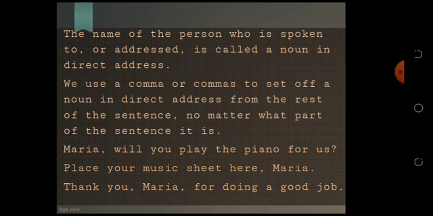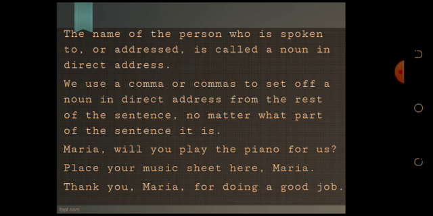Also, we have noun in direct address. The name of the person who is spoken to or addressed is called a noun in direct address. Just like introductory words, no matter where they are in the sentence, we always set them off with a comma or commas. If they are at the beginning of a sentence, we use a comma to set them off. At the end, we use a comma to set them off. Even if they are in the middle of a sentence, we still use commas to set them off because they are now direct address.